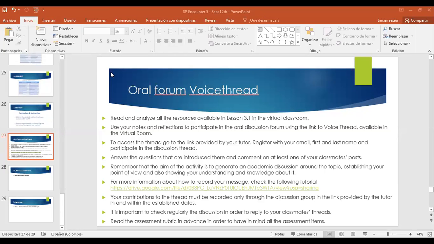Marzano has a lot of interesting theories, and I think that in previous encounters I shared something about the instructional strategies that work. Remember that I told you that they were 9, and it was necessary to implement all of them to have a successful learning process. He also has a taxonomy, which is also based on Bloom's taxonomy, and he has a list of verbs according to the thinking skills you want to develop in your students. I think I have that list, and I'm going to share it in the virtual classroom so you can have access to it.